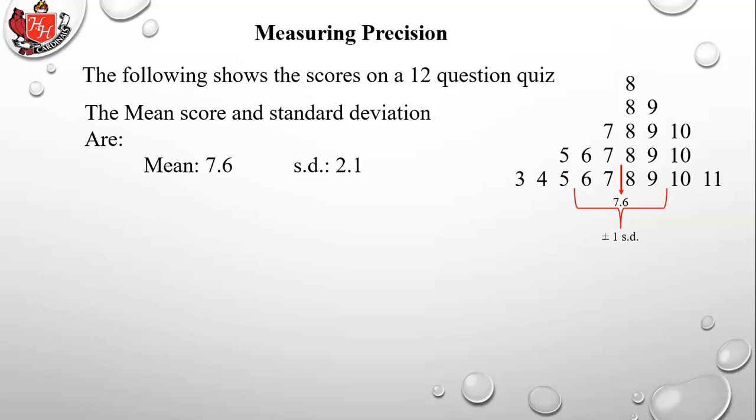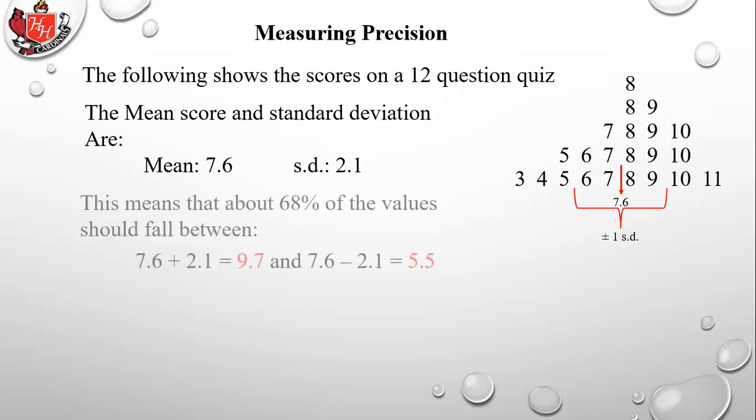If you compute the standard deviation of those values, you'll get 2.1. So that means that ideally about 68% of the values will fall between plus and minus 1 standard deviation of 7.6. So let's take a look at it here. This means that about 68% of the values should fall between 7.6 plus 2.1, which equals 9.7. That's where that red bracket ends on the right side. And 7.6 minus 2.1 equals 5.5. That's where the red bracket ends over on the left side, in between 5 and 6.